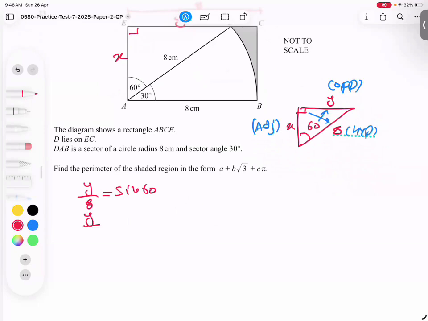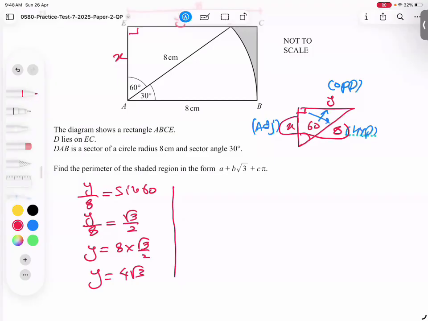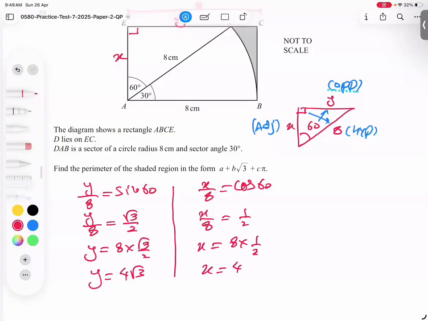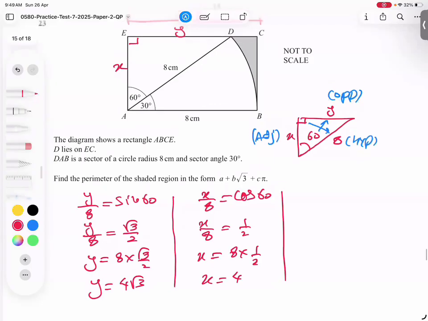And sine 60 is root 3 by 2. 8 multiplies up, so y is equal to 8 times root 3 over 2, and we are getting 4 root 3. This part is done. So now adjacent over hypotenuse: x over 8 equals cos 60. Cos 60 is half. So 8 multiplied with a half, and I get 4. That is also done. And now we were looking for the arc length.